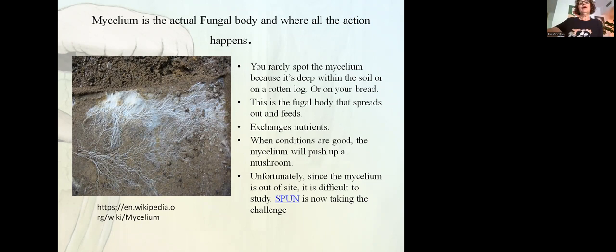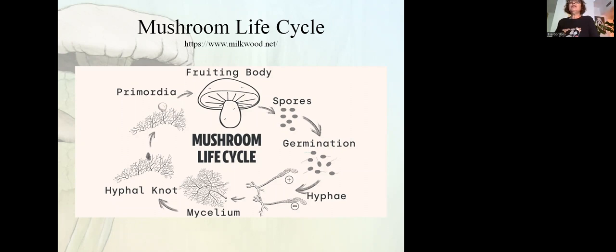Okay, here's a basic mushroom life cycle. So the mycelium, conditions are right: the pH, salinity, moisture, the right temperature of the soil. Everything's perfect, and the mycelium starts to form this hyphal knot. And this hyphal knot eventually becomes a primordia, and if conditions are really good, it turns into the fruiting body or the mushroom. The mushroom then spreads its spores, germination happens, then we have the hyphae, and the hyphae start collecting and form the mycelium. So this is typical of the mushroom life cycle.